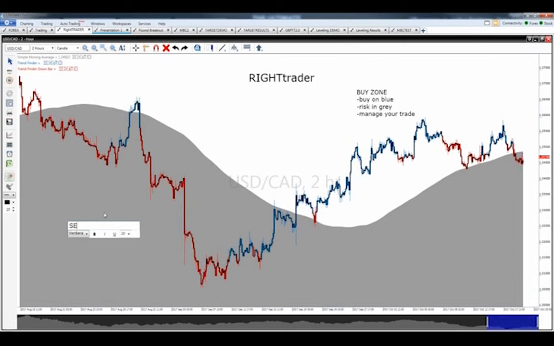This is going to be your sell zone. This is your sell zone. You're going to sell in red. You're going to risk in white. And you're going to manage the trade. Now, what does this mean?